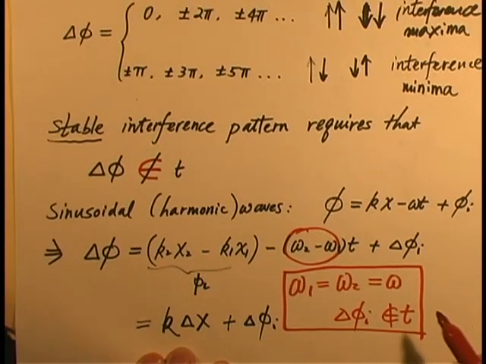We're not going to worry too much about delta phi initial. This will be a big issue when it comes to optics, when it comes to light, because again, the emission of photons is a random event. We're going to worry about it then. For mechanical waves, usually we don't worry about this initial phase thing. We usually just set it to 0 or at least a constant. So just make sure that these two waves have exactly the same frequency and therefore the same wavelengths as well.